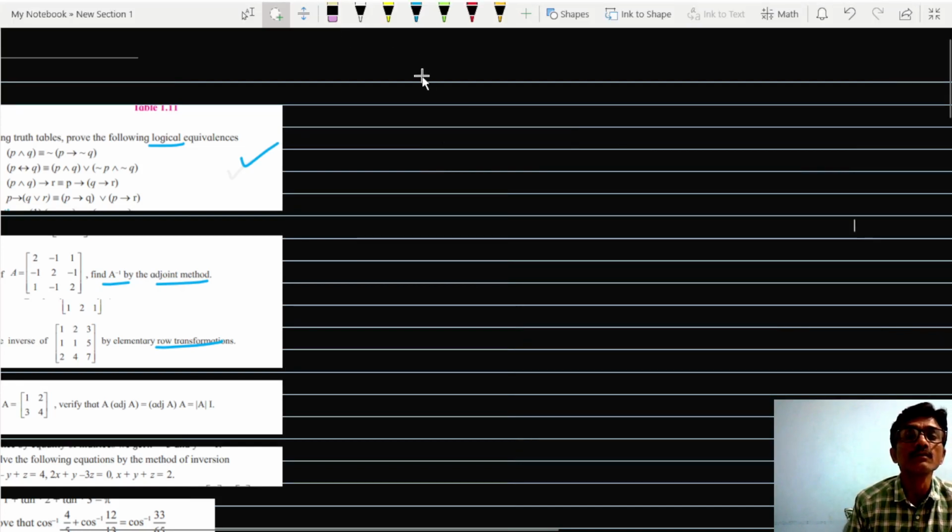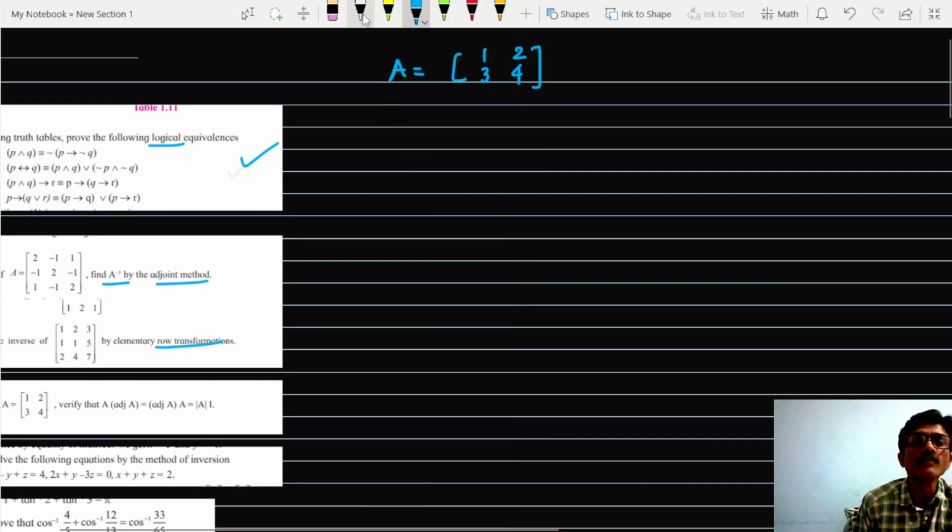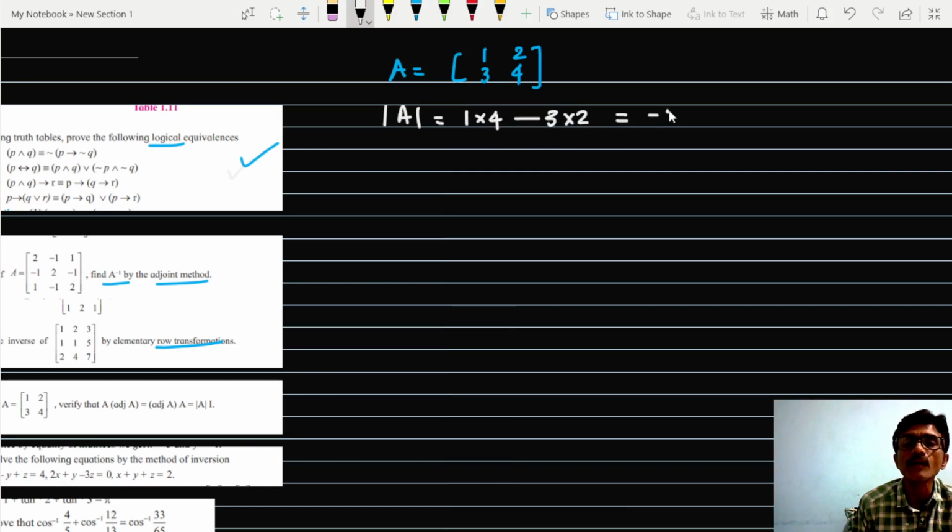Next question, a matrix is given. Matrix A is equal to 1 2 3 4, these are the elements. It is a 2 by 2 matrix. First you find determinant of this matrix. We will find its determinant. Determinant of A is equal to what? 1 into 4 minus 3 into 2, that is 4 minus 6, which is equal to -2. That is the determinant of A.